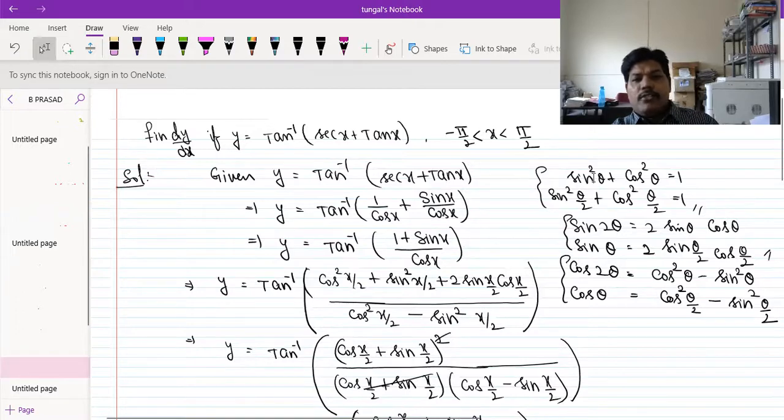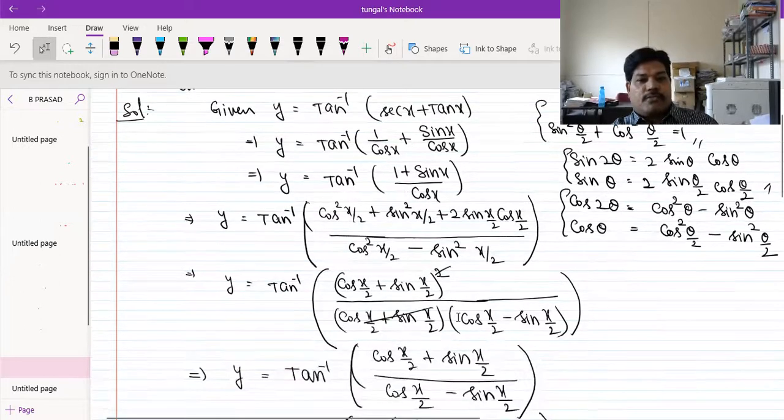So here we will use these three formulas. First one, cos square x by 2 plus sin square x by 2 is 1. Just use this formula here, cos square x by 2 plus sin square x by 2 in the place of 1. Next, sin x: sin theta is nothing but 2 sin theta by 2 cos theta by 2, so sin x you can write as 2 sin x by 2 into cos x by 2. Next, what is the cos x value? Cos x is nothing but cos square x by 2 minus sin square x by 2.